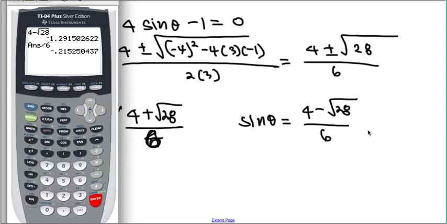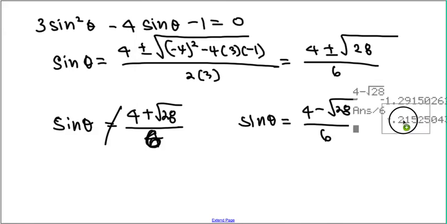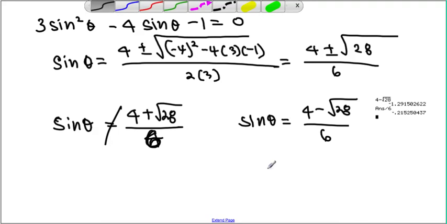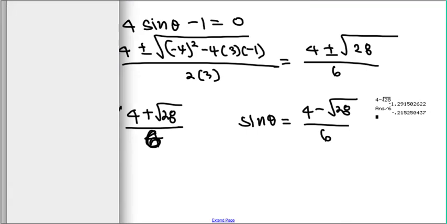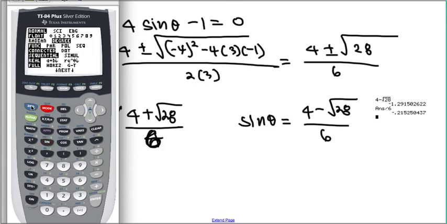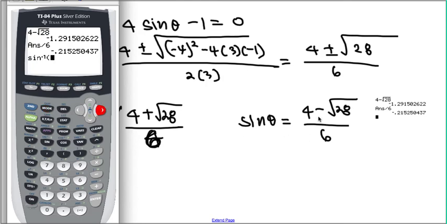Since this is negative, we know that the angle theta has to be in the third or fourth quadrant. So let us calculate this for a second. What we can do is use inverse sine, and just notice that we have degrees, that's good. Inverse sine, and we want to get that value. That means we're just going to get the second answer. Then we end up getting negative 12.43 degrees.